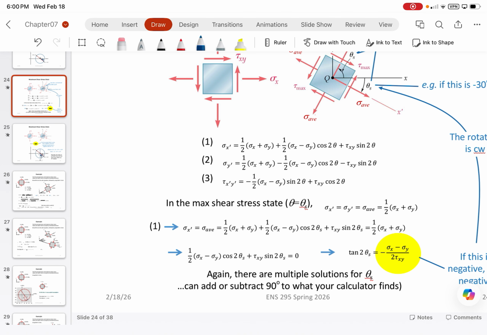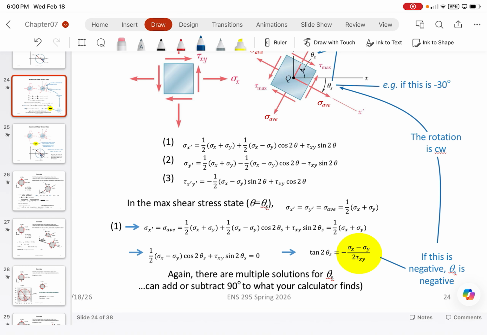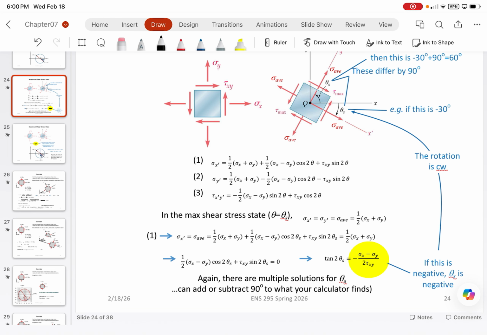And then from there, you could just work out everything, and you would find that tangent of 2 theta s is just equal to the equation that we had previously derived, which, again, when you do all of this, you'll find that 2 theta s plus 2 theta p is equal to 90 degrees, which means that theta s plus theta p is equal to 45 degrees.